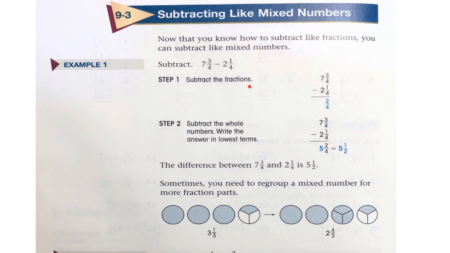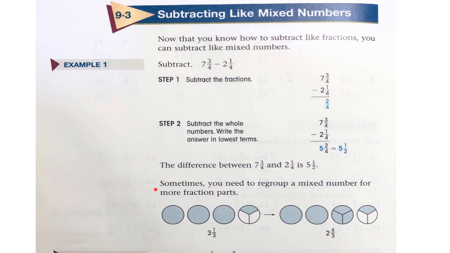Step 1, subtract the fractions. 3 take away 1 is 2, the common denominator is 4. Step 2, subtract the whole numbers, write the answer in lowest terms. 7 take away 2 is 5. 5 2/4 equals 5 1/2. We can divide 2 and 4 by 2. The difference between 7 3/4 and 2 1/4 is 5 1/2.